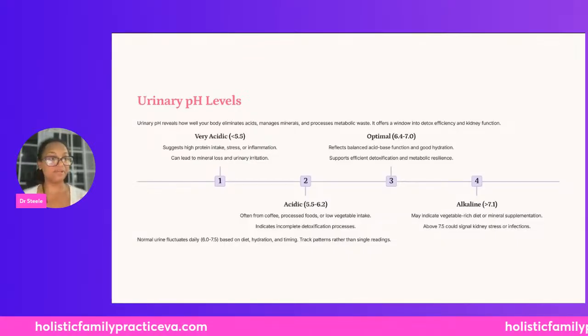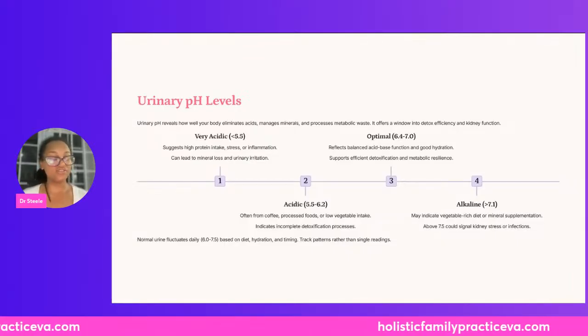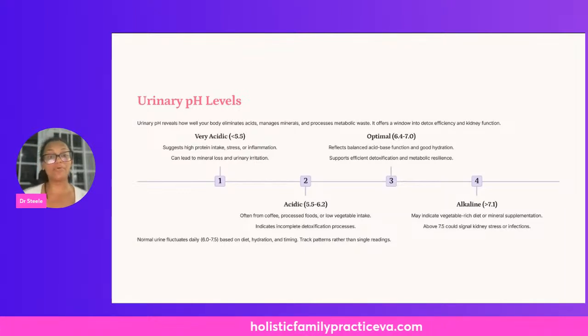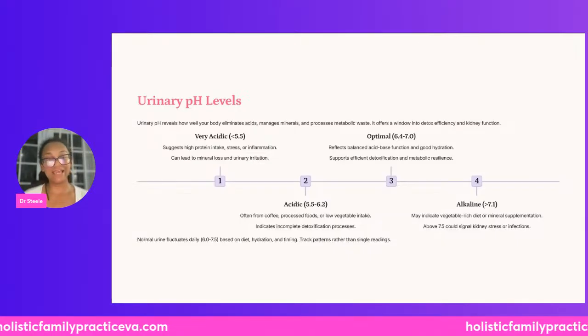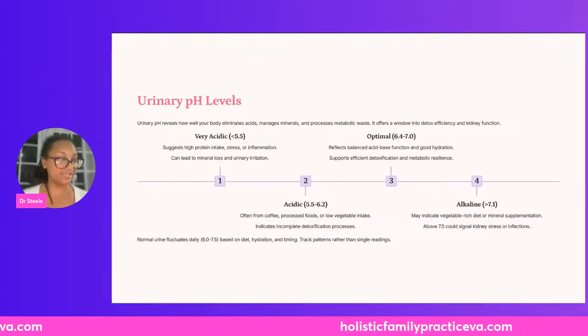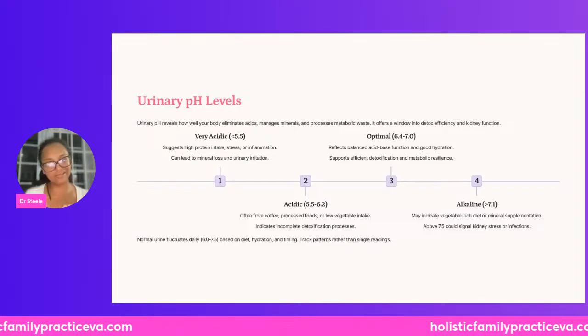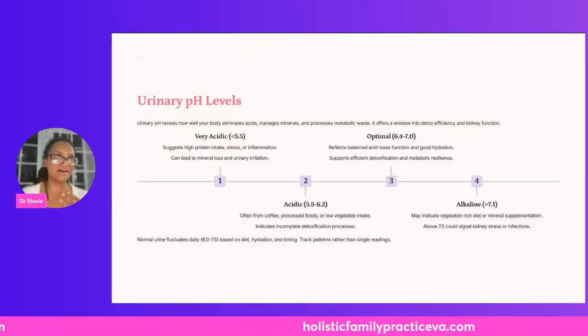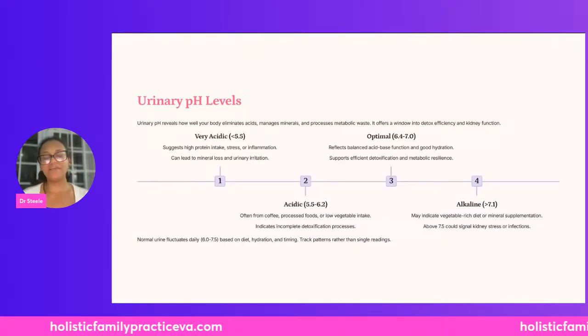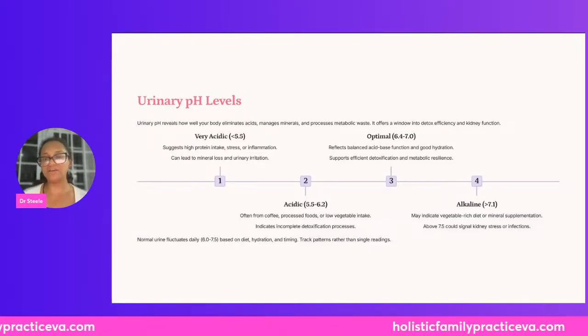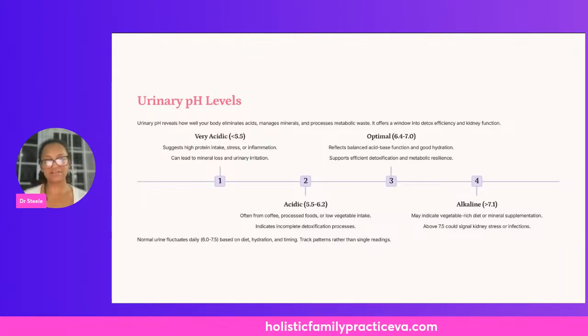If it's very acidic, meaning 5.5 and below, it suggests either high protein intake or you're not breaking down your proteins. Stress responses and inflammation can lead to mineral loss and, of course, urinary irritation. If it's optimal, that's 6.4 to 7.0. I think 7.2 is kind of the sweet spot there, or at least the highest end of that. But really, 6.8 is perfect. And that reflects a balanced acid-base function, meaning good hydration, you're efficiently detoxifying, and there's a lot of metabolic resilience.